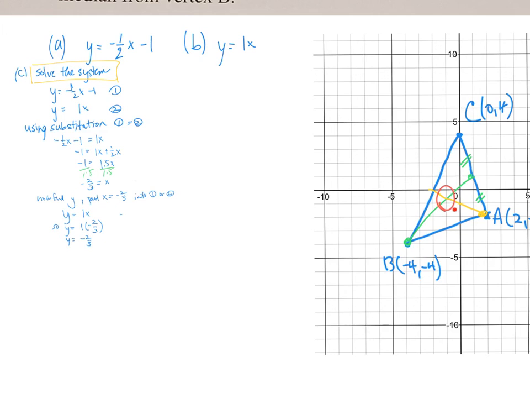Looking at the picture, I want to verify that that point makes sense, that it's (-2/3, -2/3), and it does.